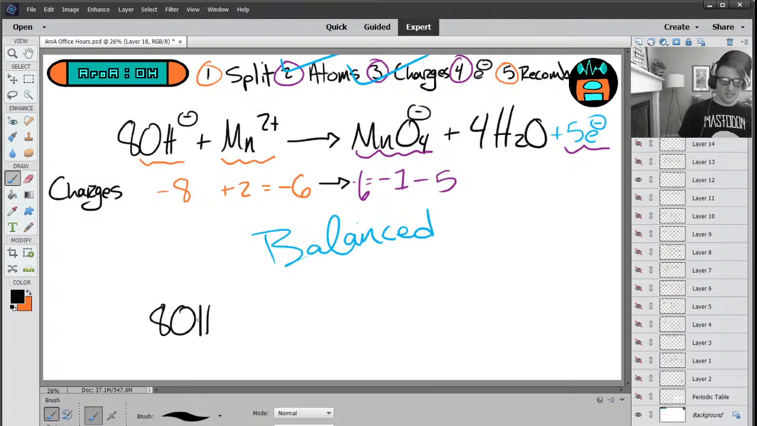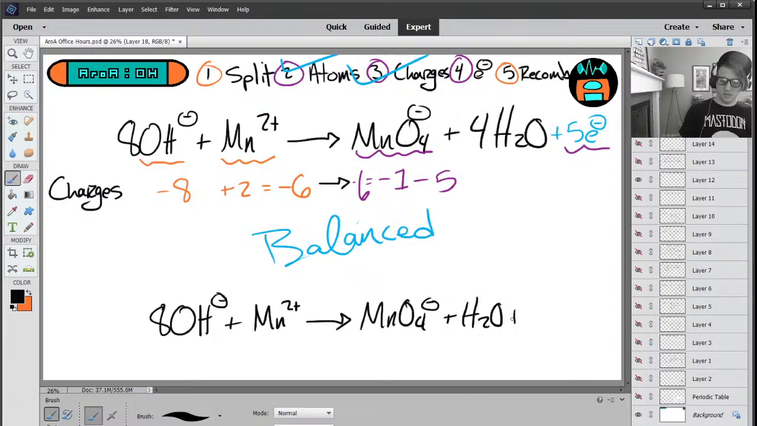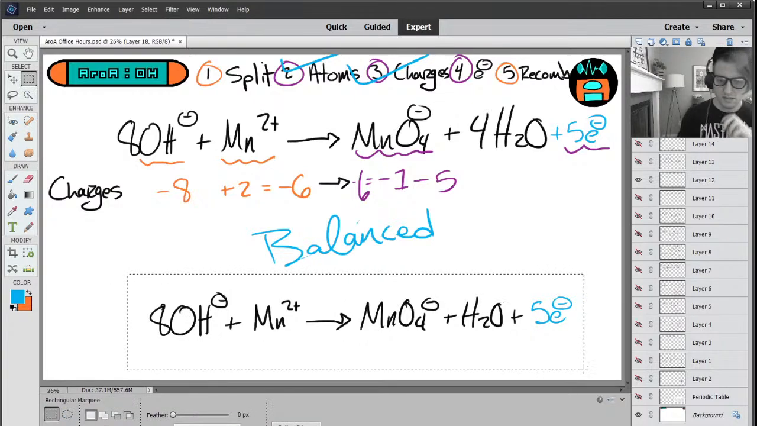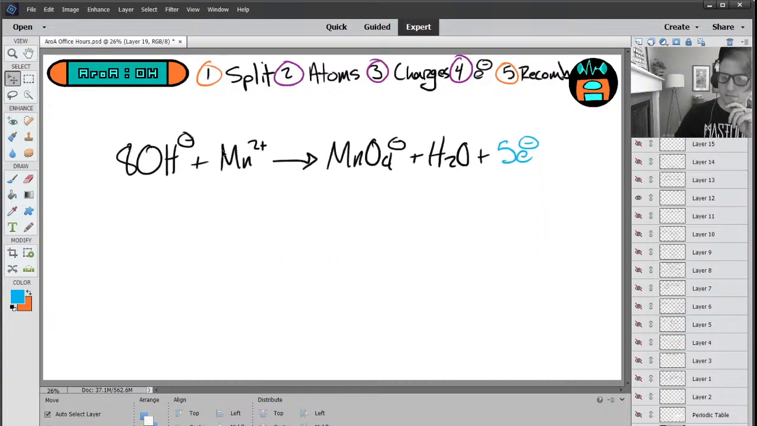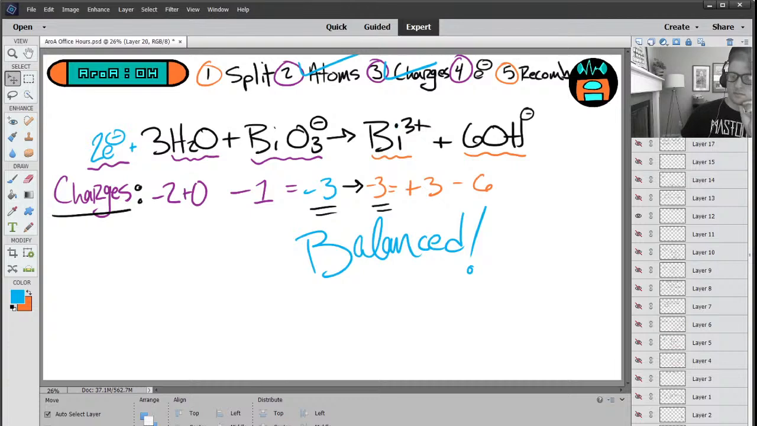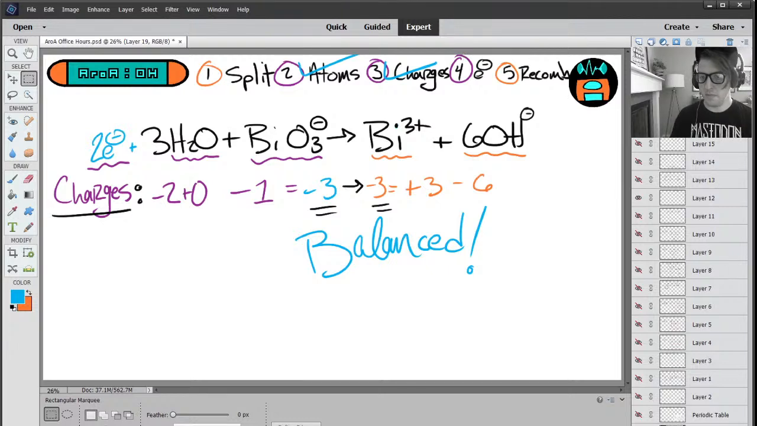So I'm just going to rewrite this. 8 hydroxides plus manganese 2 produces permanganate plus water. All right. Oops, sorry, I meant to do this in a different layer. So now we have our manganese half reaction, and our bismuth half reaction.